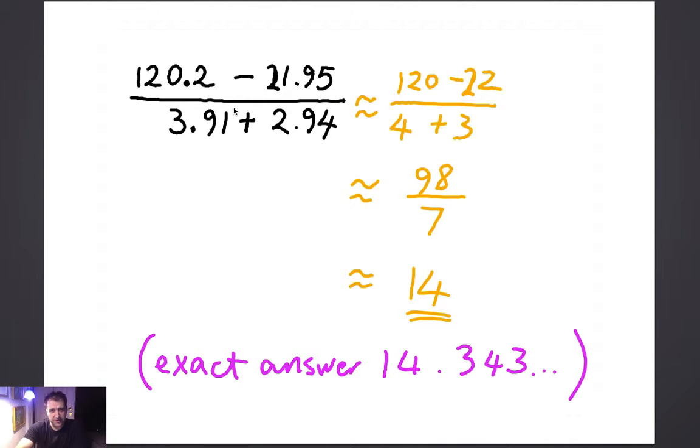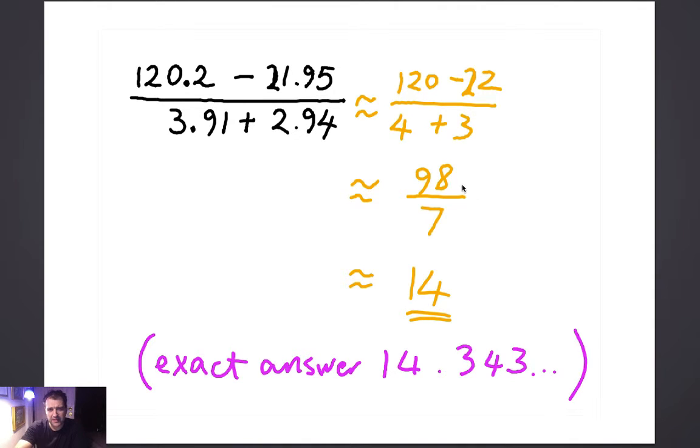This is about estimation. So I've taken the numbers there and I'm rounding them. I haven't rounded them all to two significant figures. I've rounded them all to something that I think is approximate and appropriate to make a mental calculation. So 120.2, I've said that's about 120. 21.95, I said that's about 22. 3.91, I've said that's about 4. 2.94, I've said that's about 3.